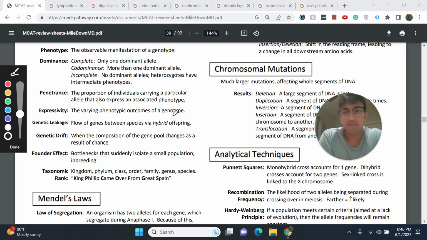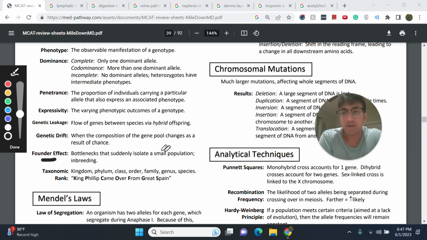So say somebody has the genotype for extra fingers on their hand. They can either have 9 fingers on their hand, or they can have 6 fingers on their hand, and that's expressivity. Genetic leakage is the flow of genes between species via hybrid offspring. Genetic drift is when the composition of a gene pool changes as a result of chance. So I'm sure you've done those experiments where you have 10 people in a population, and you see how the genotypes differ, and eventually genetic drift will happen, right? And so you'll get one allele, one gene that just dominates. And that's called genetic drift.